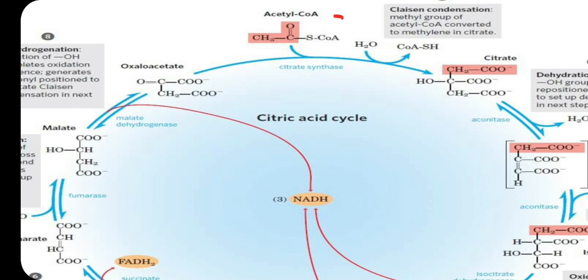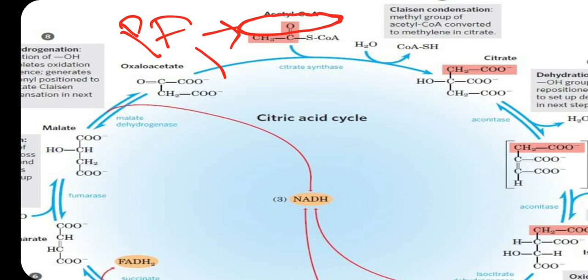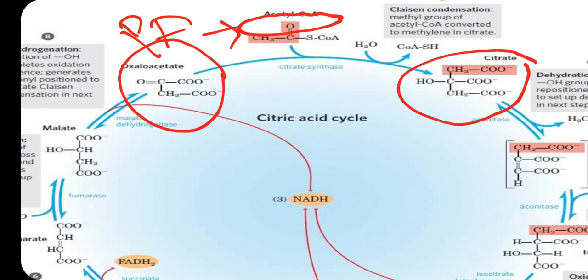Acetyl coenzyme A, this is the preparatory step where pyruvic acid is converted into acetyl coenzyme A, first step. 1 carbon dioxide is eliminated. Oxaloacetate combines with this acetyl coenzyme A to form citric acid, which is a 6 carbon compound. From the pyruvic acid or from glucose, here only 2 carbon atoms come. 1 carbon atom is already eliminated, 2 carbon atoms are there.